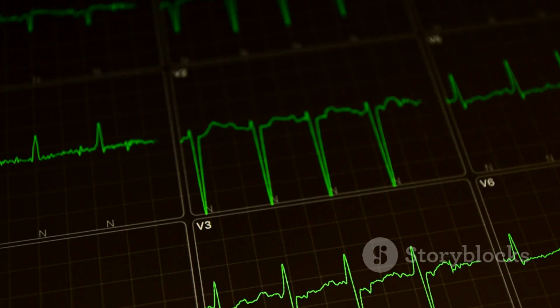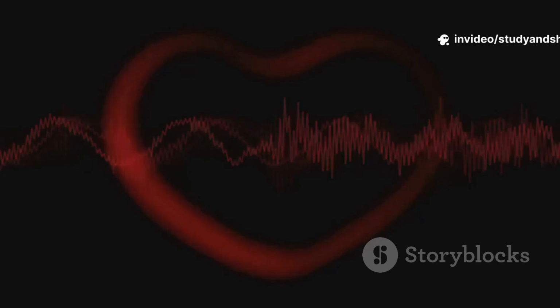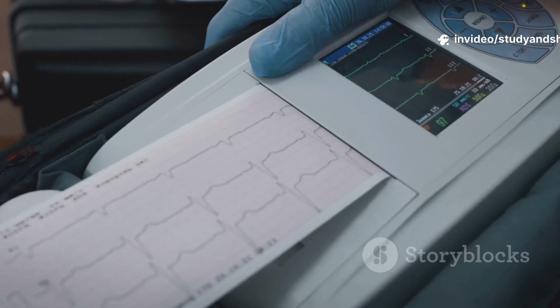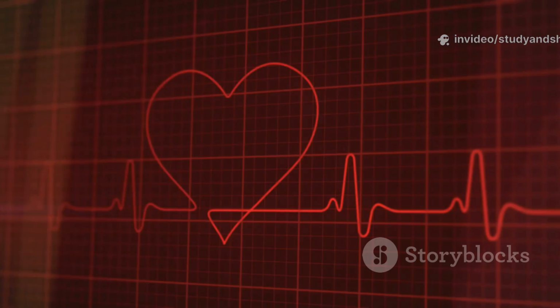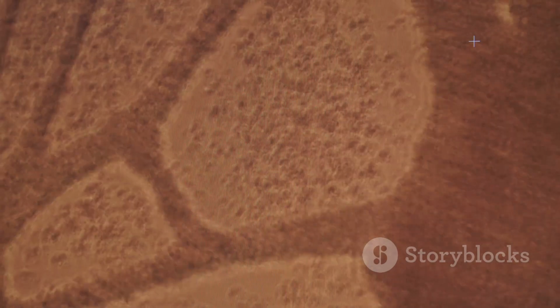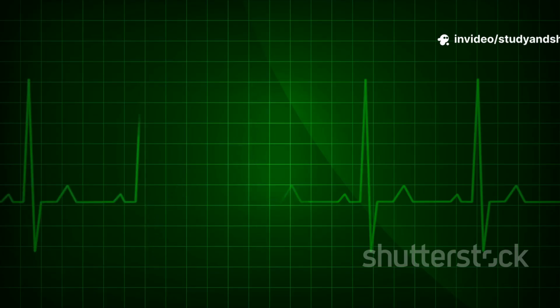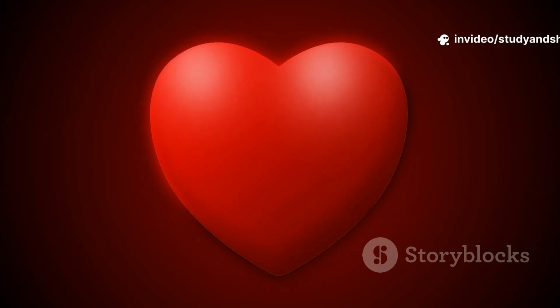The heart has its own electrical system that controls the heartbeat. The sinoatrial node, also called the pacemaker, generates electrical impulses. These impulses spread across the atria, causing them to contract. Then, the signal reaches the atrioventricular node and passes through the bundle of His and Purkinje fibers, causing the ventricles to contract. This coordinated contraction ensures blood is pumped efficiently.